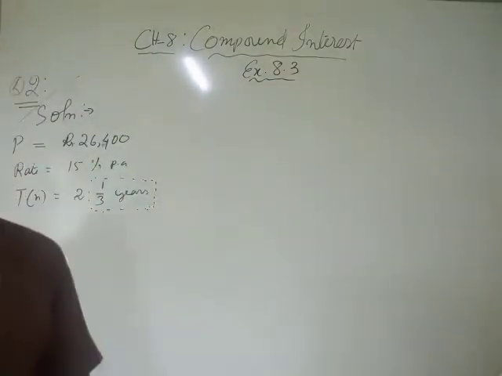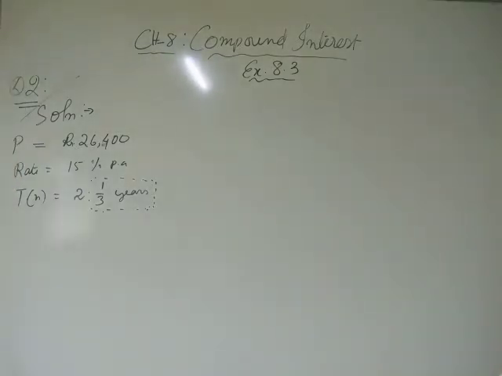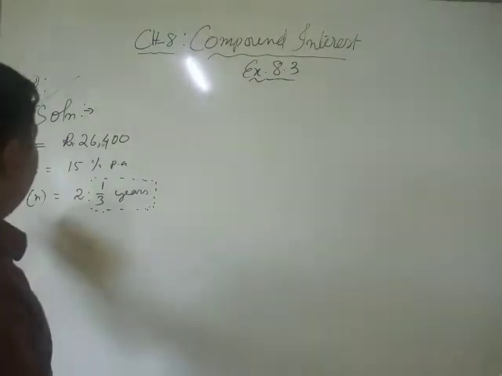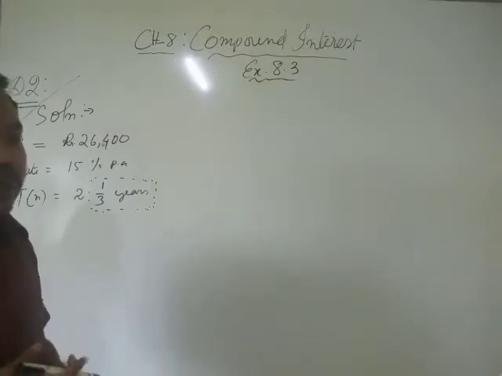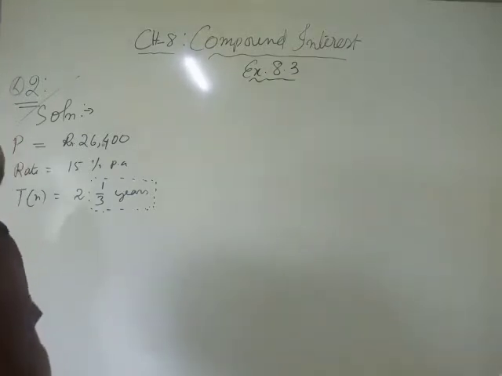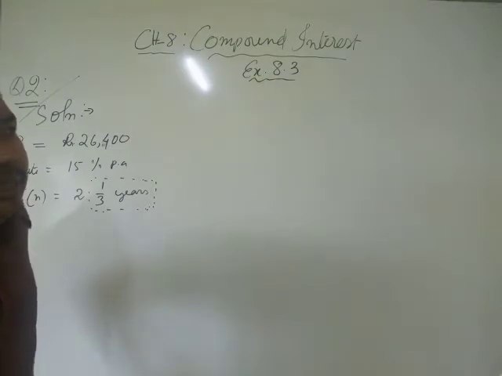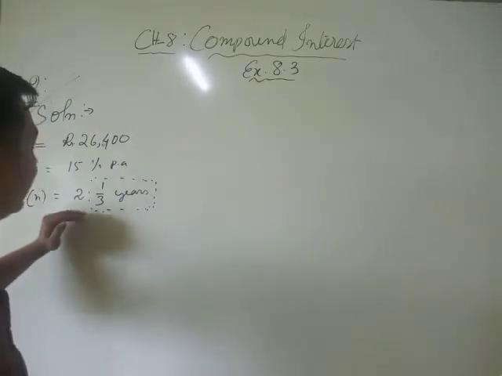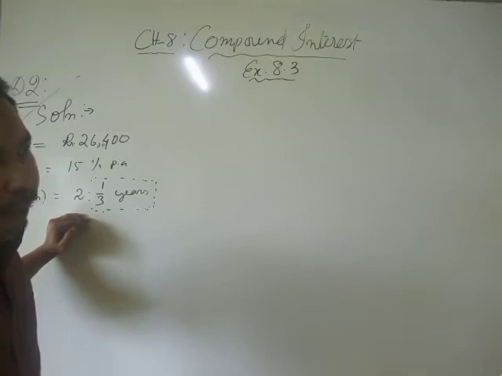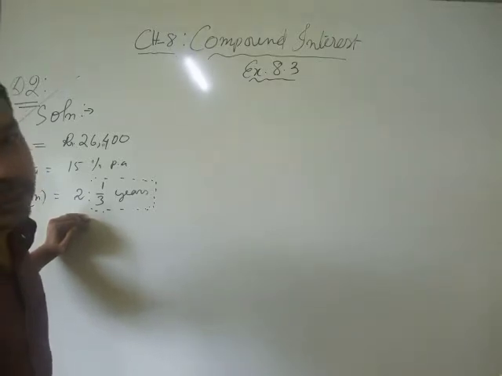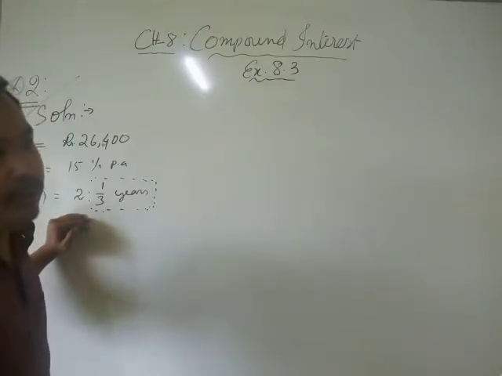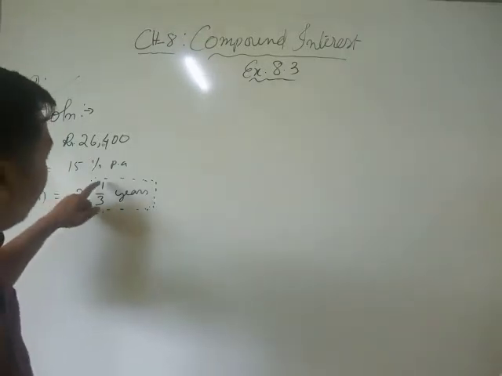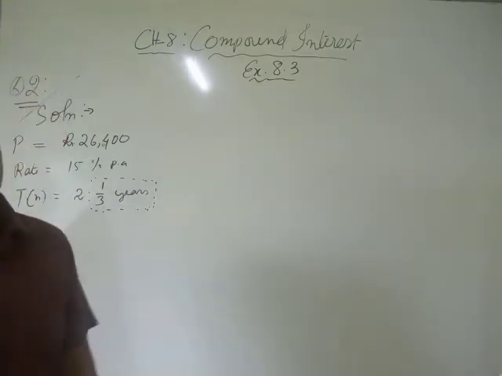We have a little thing to think on here. 1 by 3 is not even half of the year, and not a quarter either. Very difficult here. So what we have to do, my dear students, is calculate the amount for the first 2 years, and then we'll calculate for this 1 by 3 of the year.